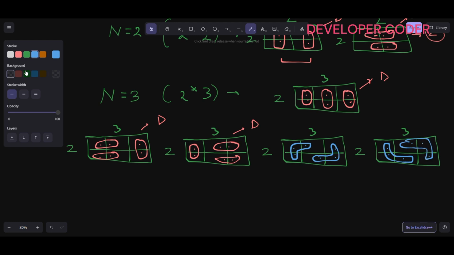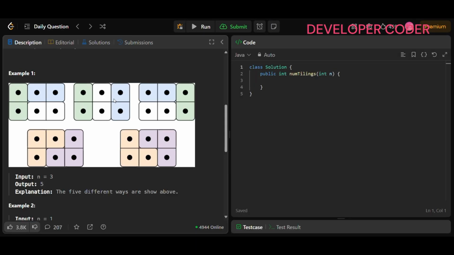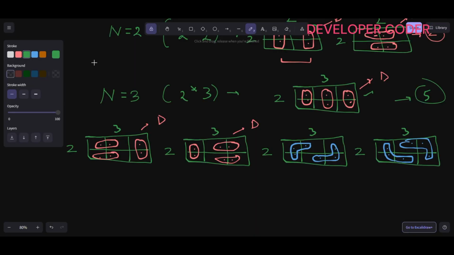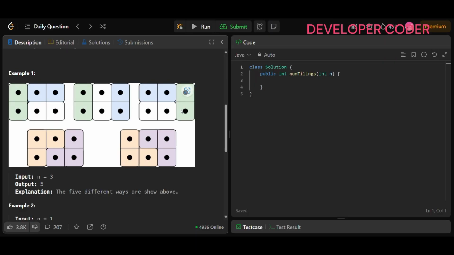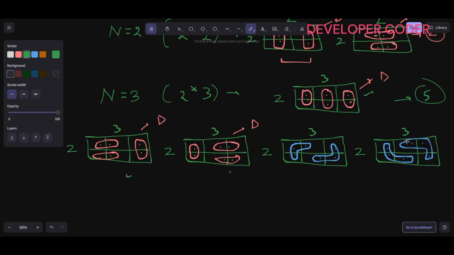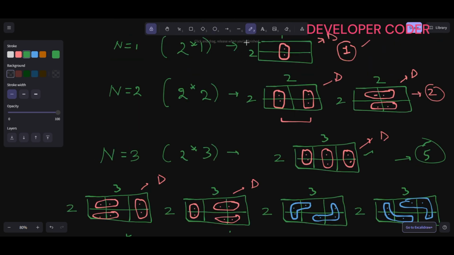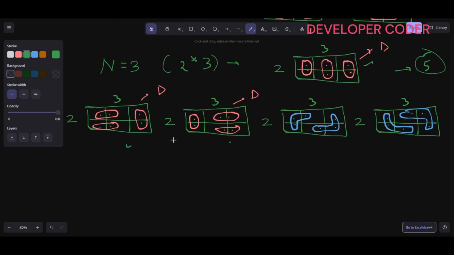If you see, there are a total of 5 ways here for n equal to 3, right? These are the 5 ways. All 3 vertical, this is done. Then these two, see, in your diagram, this one and this one, this and this, and then this shape. So they are a total of 5. So with n equal to 3 we have 5. Now with n equal to 4, let's see how many ways.